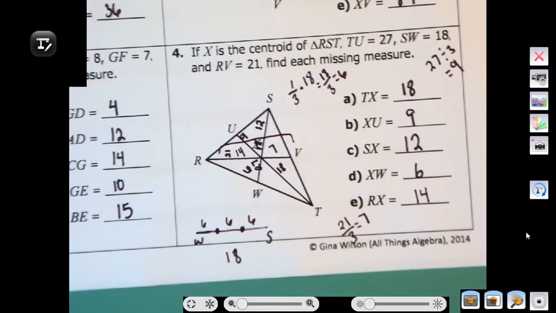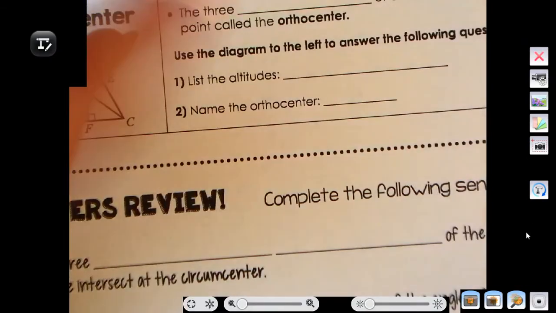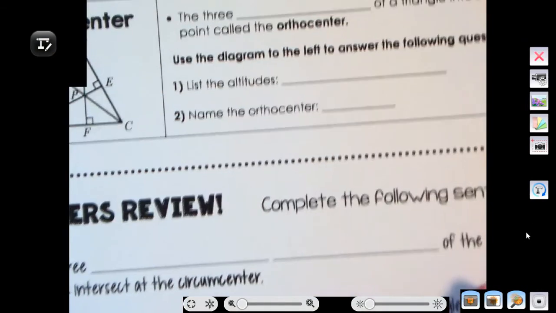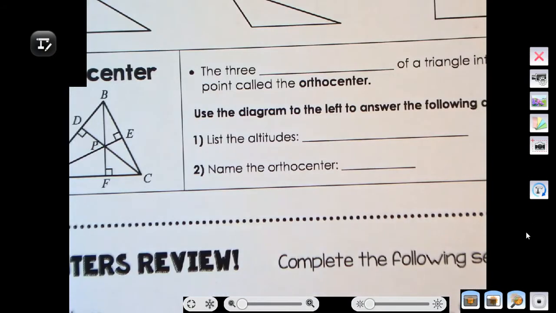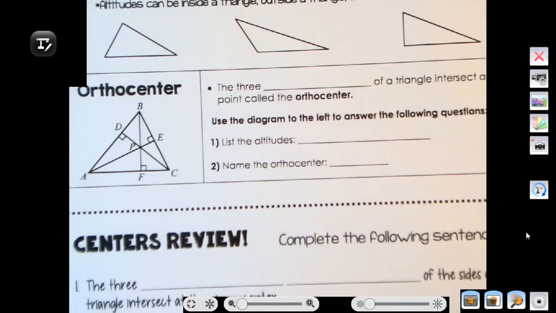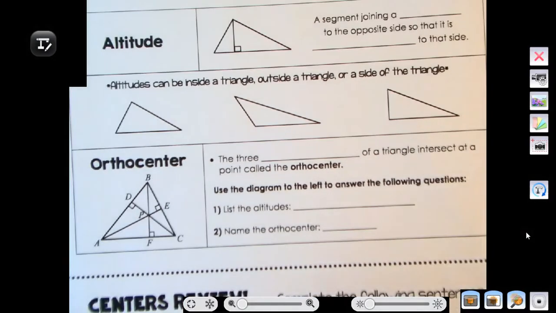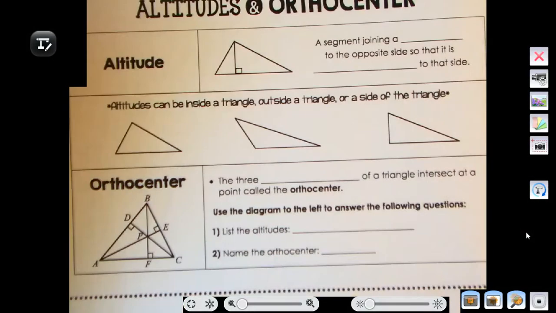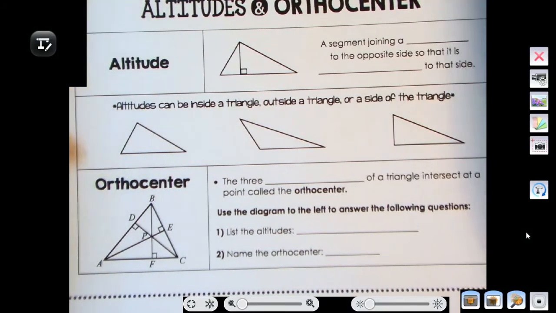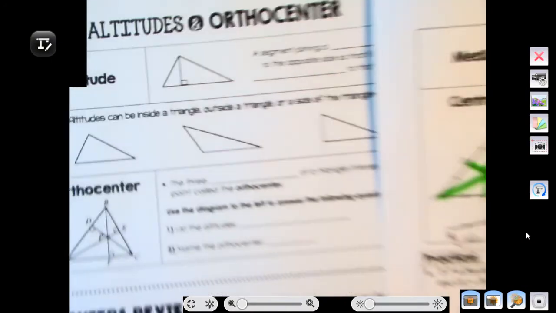All right, so now we're going to take a look at the next page, the back. So we're going to talk about altitudes and orthocenter. So the last type of center that we're going to talk about with triangles, and then define what an altitude is, which would be something that looks similar, but is a little bit different. So to kind of compare a little bit, kind of see the difference here.